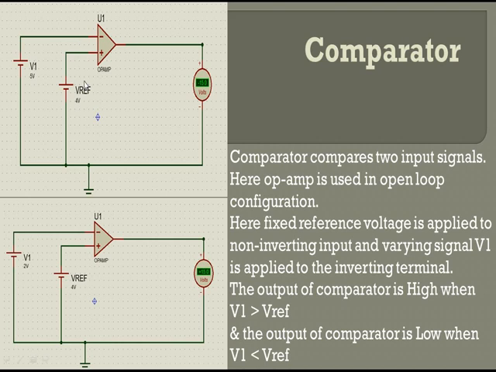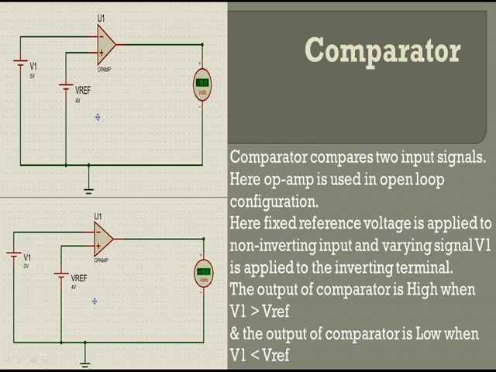So here, if input voltage is greater than reference voltage, then output becomes low, indicating that the input voltage is greater than the set voltage. And if input voltage is less than the reference voltage, then output becomes high, indicating that the input voltage is less than the reference.